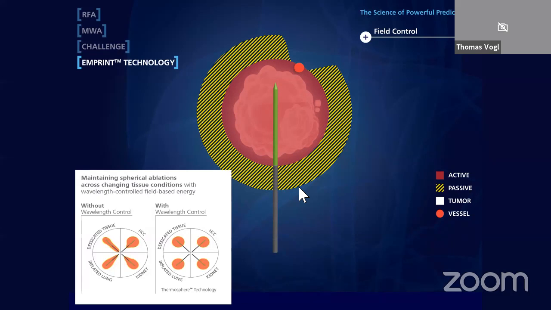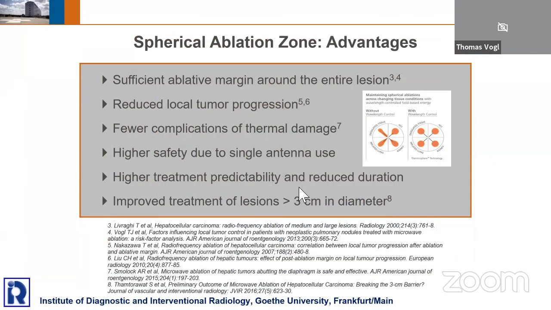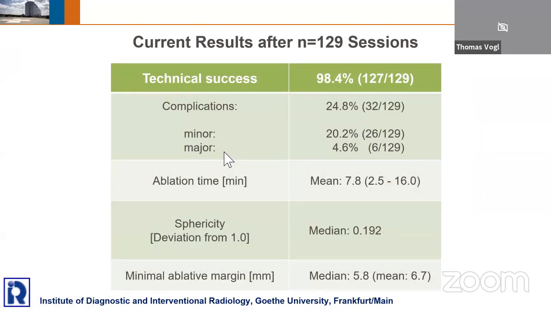A lot of technology has improved. I think you all know them. Imprint technology. Meanwhile, several providers are giving you the possibility to ablate very spherical lesions, which helped us enormously because we have fewer complications and higher safety. So this is, of course, much better.